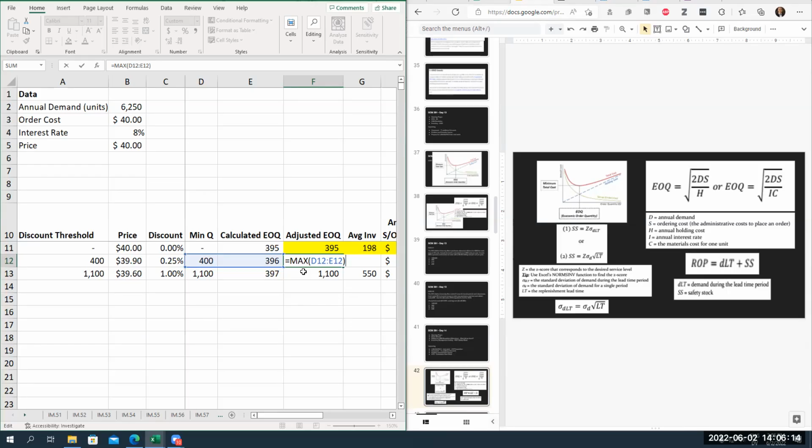So I'm saying if we ordered this 400, we can get a 0.25% discount. The next row here is 1100 because in order to qualify for that discount, we have to order 1100. The EOQ is 397. That's the calculated EOQ. But if we really want to get that discount, we've got to order 1100. So that's all the adjusted EOQ is. It's saying, let's take our EOQ and compare that with the minimum quantity for this particular discount. Okay, so now we've got our adjusted EOQ.